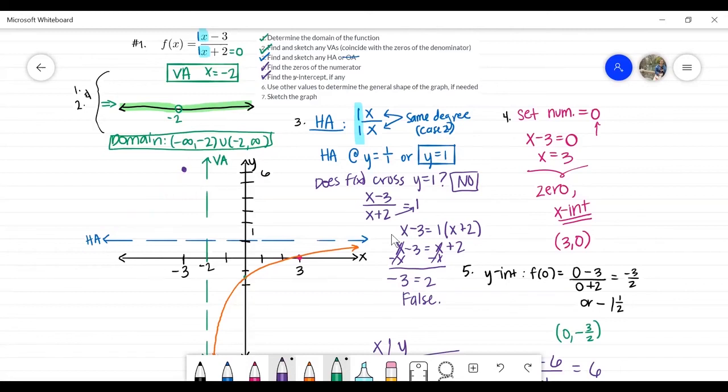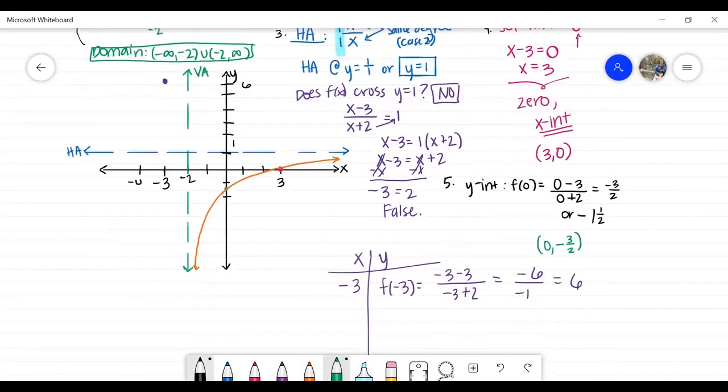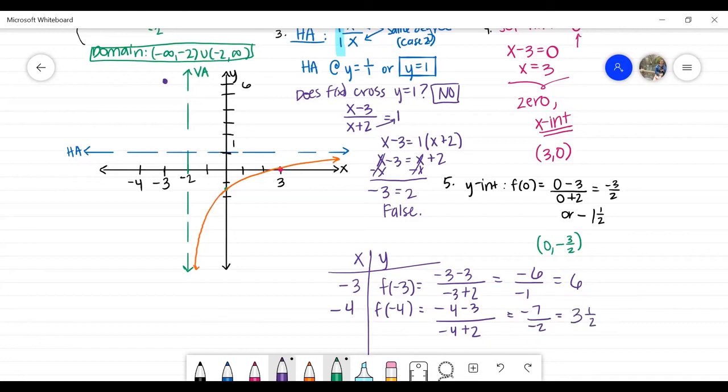Now, one more point might be helpful. Can we plug in one more? Let's try negative 4. So let's plug that in. f of negative 4 is negative 4 minus 3 over negative 4 plus 2. That's negative 7 over negative 2. Or if it helps, that goes in 3 times. That's 3 and 1/2.